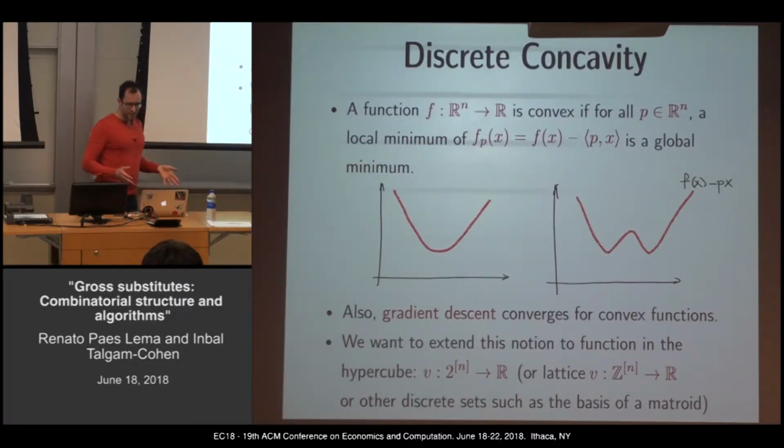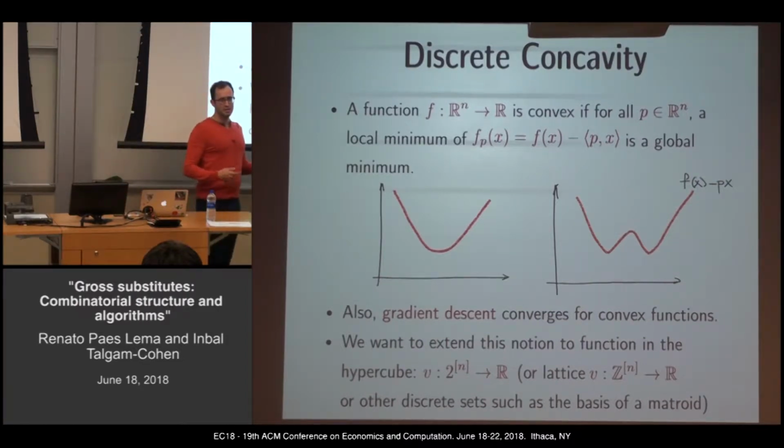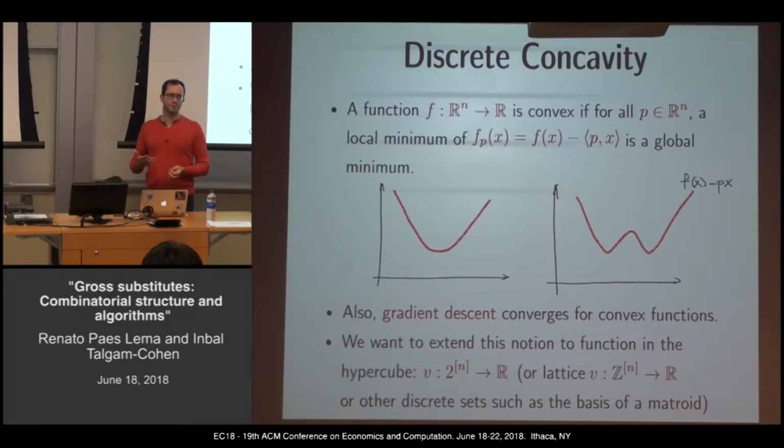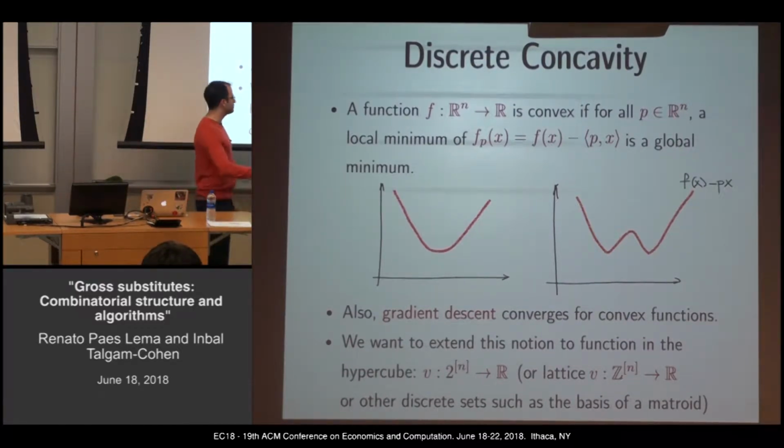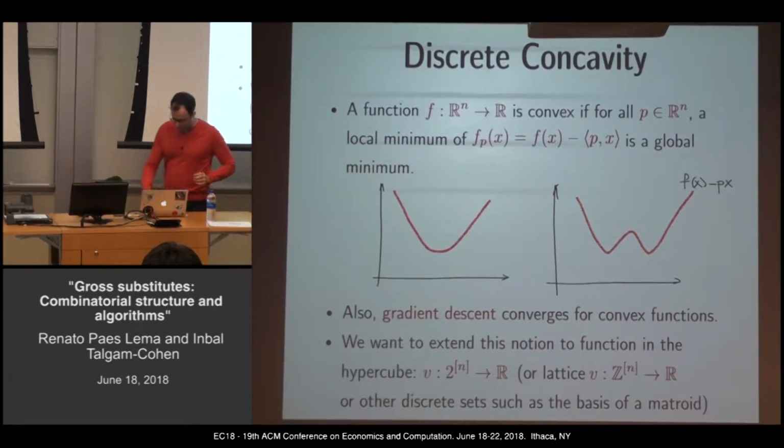And convex functions are nice, and we really like them in optimization because they're the functions on which gradient descent converges. They're somehow the functions on which you can run greedy-type algorithms. You can just follow the direction of maximum increase or decrease, depending on whether you're trying to maximize or minimize, and you get to the global minimum. So this is nice. And now you're interested in extending maybe to the hypercube or to the lattice or to some other discrete set. So on matroids, this definition extends nicely.